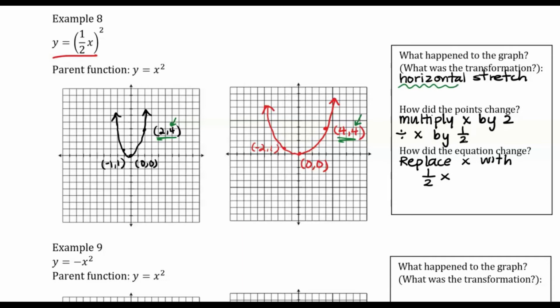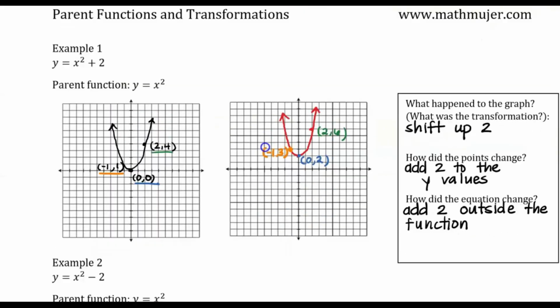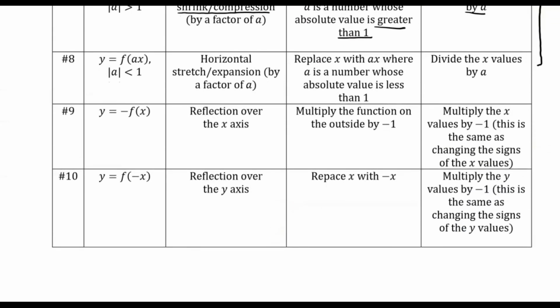And all of this is summarized in row 8 of our table. For a horizontal stretch, you need to replace x with ax, and that number a needs to have an absolute value that is less than 1, like 1/2. And you get your new points by dividing your x values by a. Now the thing you have to remember is that when you divide by a number that is smaller than 1, that is the same as multiplying by a number that is bigger than 1.